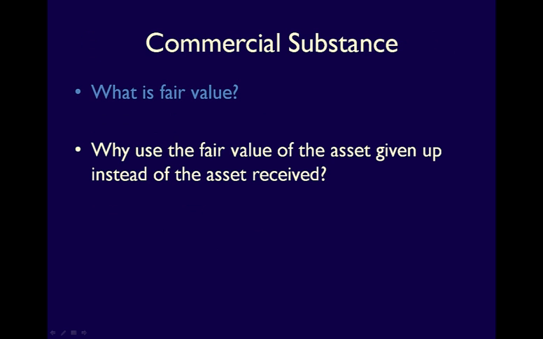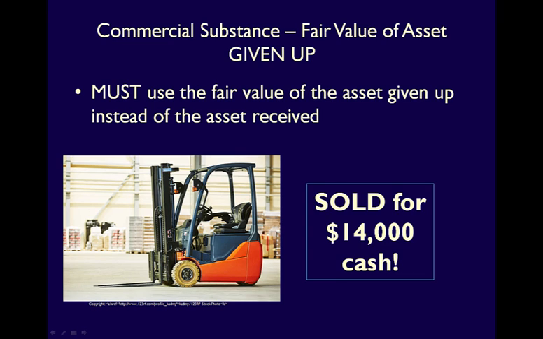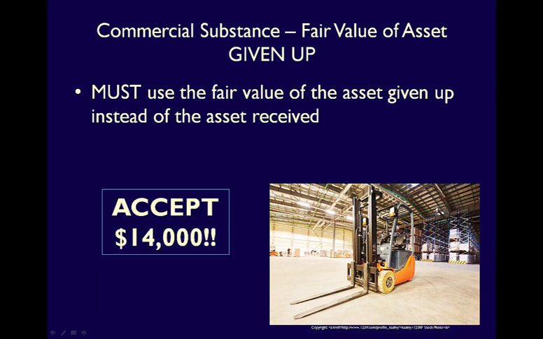Now that we understand fair value, let's better understand why IFRS requires you to use the fair value of the asset given up first, unless the fair value of the asset received is more determinable. Why do we use the fair value of the asset given up instead of the asset received? I think an example would help you to understand this concept. Say you sold an old forklift truck for $14,000. That's what you got, $14,000 cash, and that's all the money you would have to go out and buy a new forklift truck. If the new forklift truck is worth $17,000, you would not be able to buy it unless the entity selling the new forklift truck was willing to accept $14,000 and lose $3,000 on the sale.